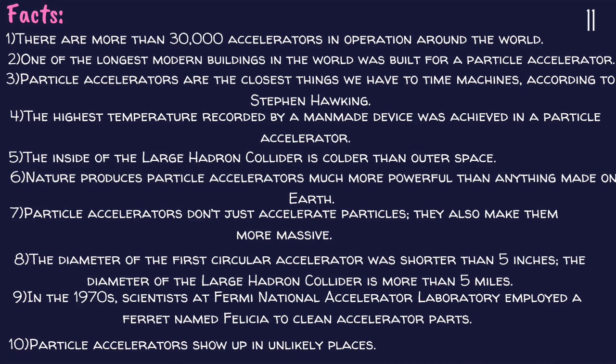The diameter of the first circular accelerator was shorter than 5 inches. The diameter of the Large Hadron Collider is more than 5 miles. In the 1970s, scientists at Fermi National Accelerator Laboratory employed a ferret named Felicia to clean accelerator paths. Particle accelerators show up in unlikely places.